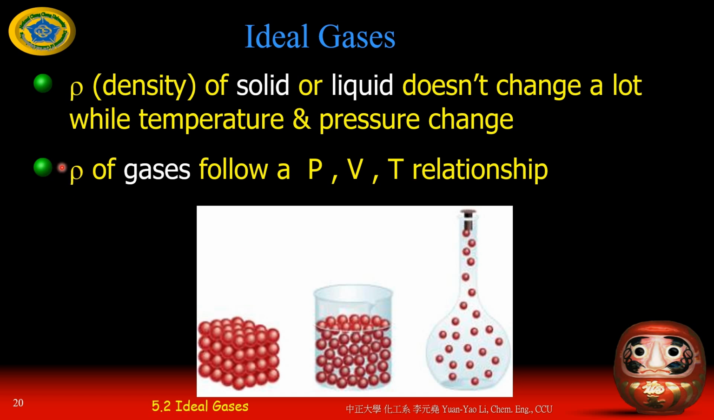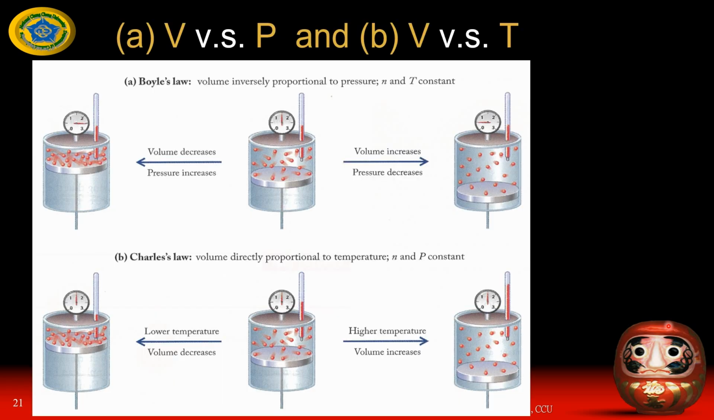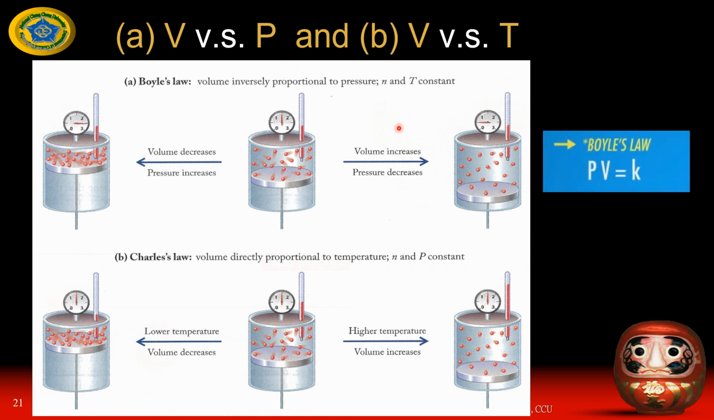So you know that density will change because of pressure change, because of volume change, and because of temperature change. As you know, you have learned this in high school. For Boyle's law, if we have a constant number of molecules and constant temperature, and I change the volume, I will see the pressure change. So this is called Boyle's law.